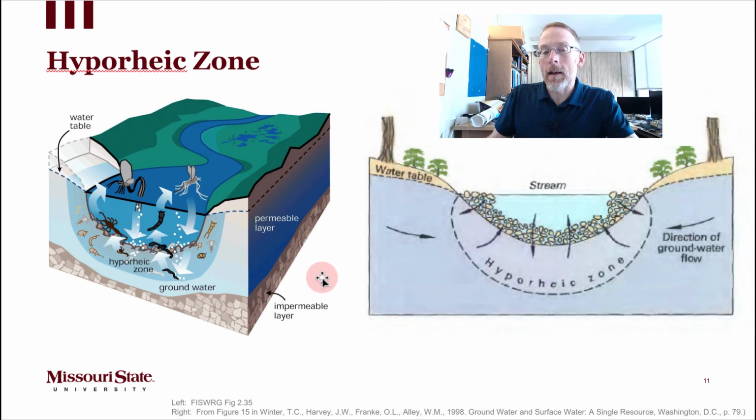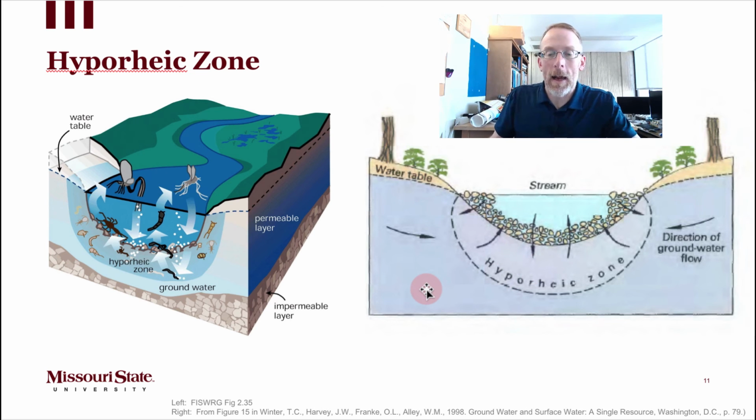All right, and then another concept we talked about earlier in the semester, but I want to emphasize this because it's really important, is the hyporheic zone. So the hyporheic zone is this interface where the surface water and the groundwater interact, where groundwater moves into the stream, and even stream water can move into and out of the shallow part of the stream bed and the shallow part of the aquifer, and there's lots of exchanges there.